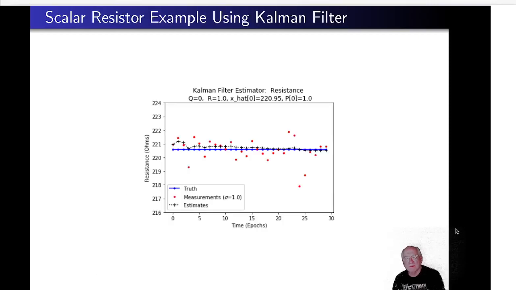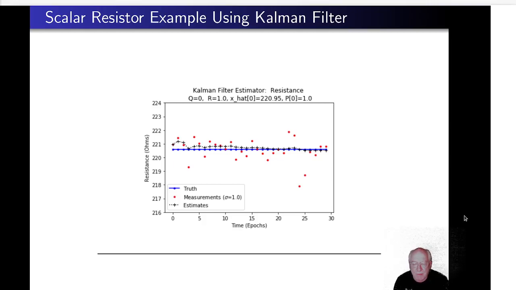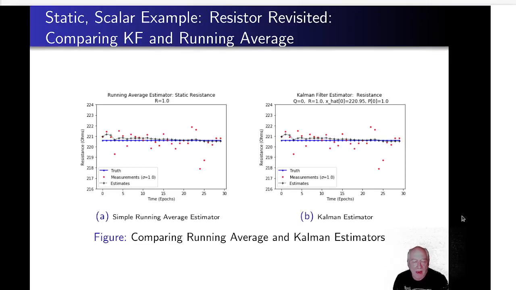So here's a plot from the Python simulation, which we'll take a look at in a second, for the Kalman filter resistor problem. When we compare that to the running average, you'll see it's almost identical. We get the same results. The running average didn't really care how big the measurement noise was. As long as it was zero mean, it averaged it out and converged. The Kalman filter knows what the variance is on the measurement noise, but it doesn't really matter because it's averaging it out as well. So the results are identical.